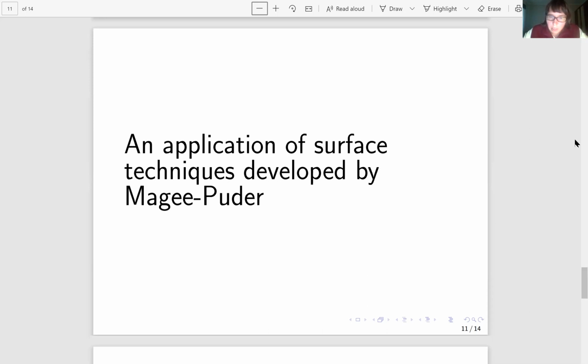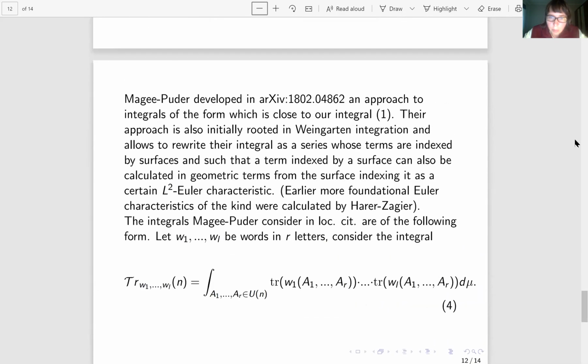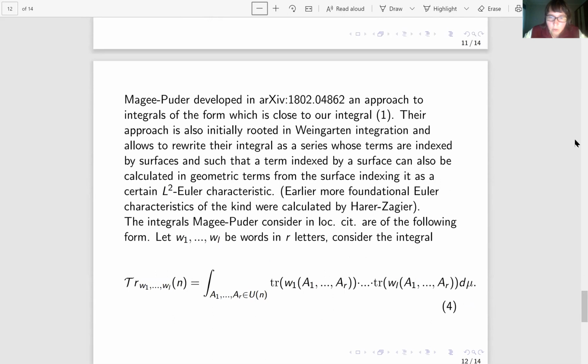Yeah, so basically Magee and Puder developed some surface techniques for expanding these Gaussian integrals. They have a series of very beautiful papers published in journals like Inventiones, all very fancy journals. We were reading these papers, and we still want to find a precise relation between our problem in physics and these beautiful papers of Magee and Puder, which use surface techniques to calculate similar integrals.